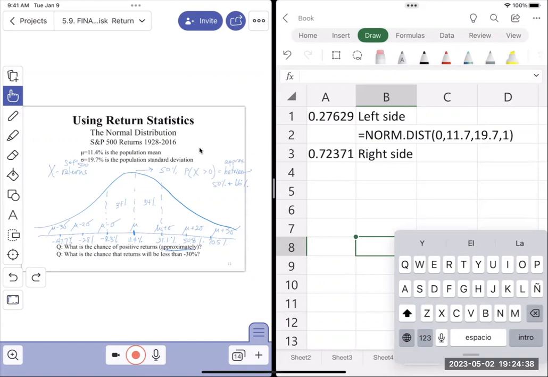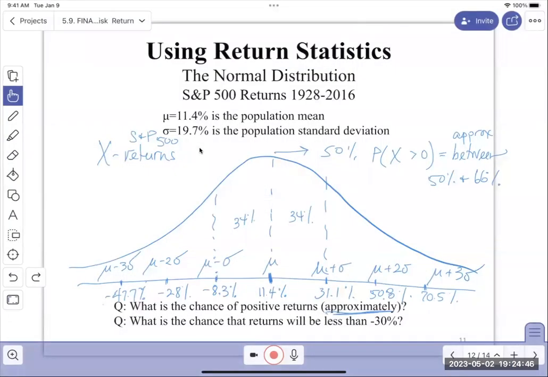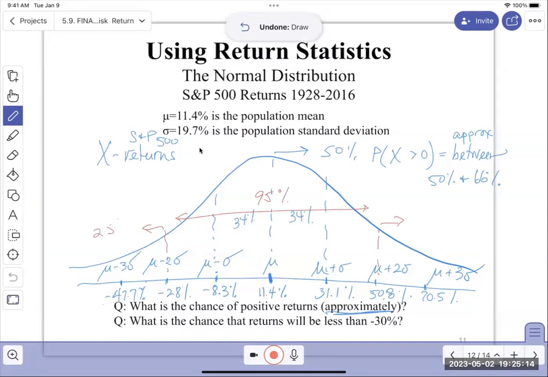What is the chance that returns will be less than negative 30%? So you could see it mostly in the graph or the chart or the drawing, that negative 30 is just about here. And this marks 2 standard deviations. Now I know at 2 standard deviations, between is 95%. So outside is 2.5%. So you should have learned statistics. And now you're putting it to practical use. I mean, it's all practical use, but in terms of business and finance investing. So the chance of less than 30% or negative 30% returns is small. It's 2.5%.